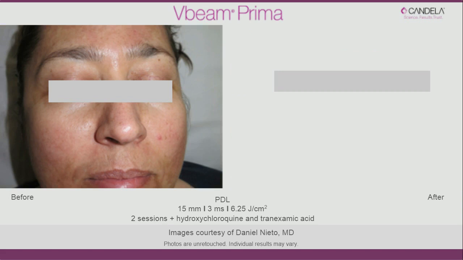This is a bit more complicated patient. This is a 30-year-old patient with lupus rosacea and also melasma. She was taking hydroxychloroquine for the treatment of the lupus, and she was also taking oral tranexamic acid for melasma. I decided to use also the subpurpuric settings to treat the rosacea with the 15 millimeter spot, 3 milliseconds, and I reduced the fluence to 6.25 joules per square centimeter, mainly due to the phototype of the patient and also because I didn't want to create a flare of the lupus or the melasma.